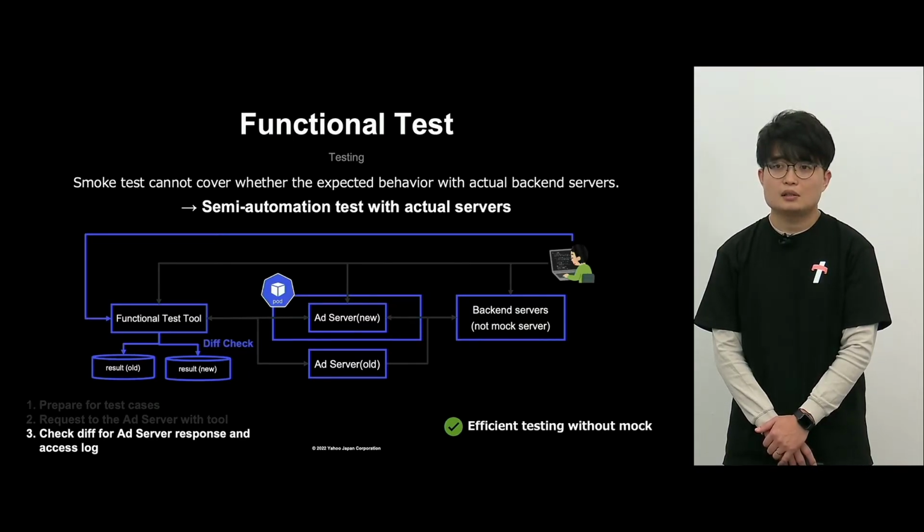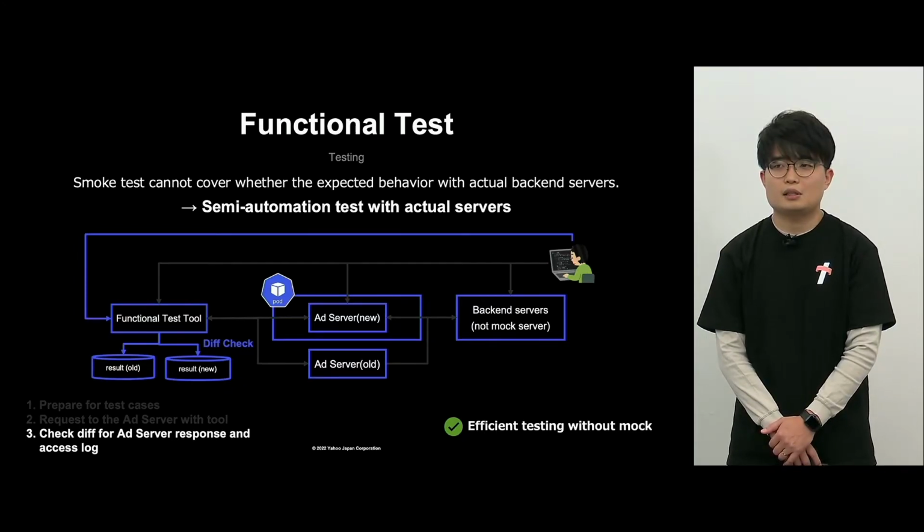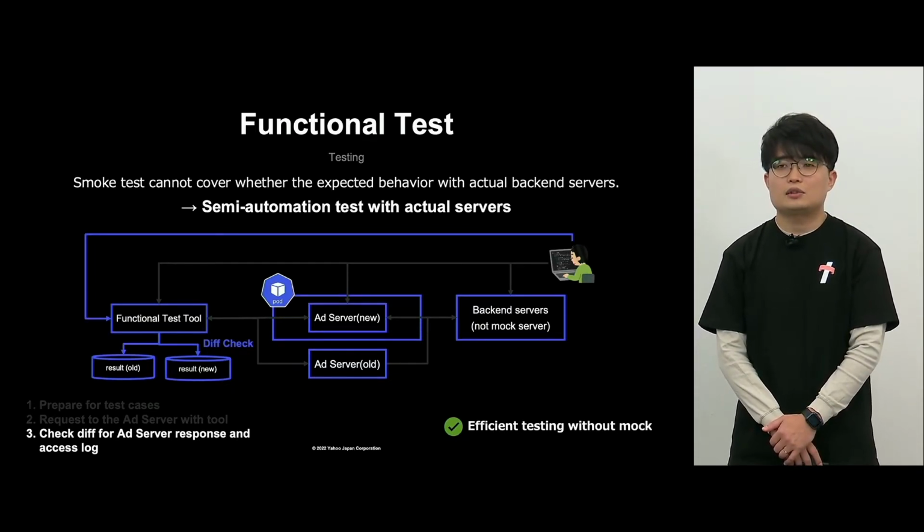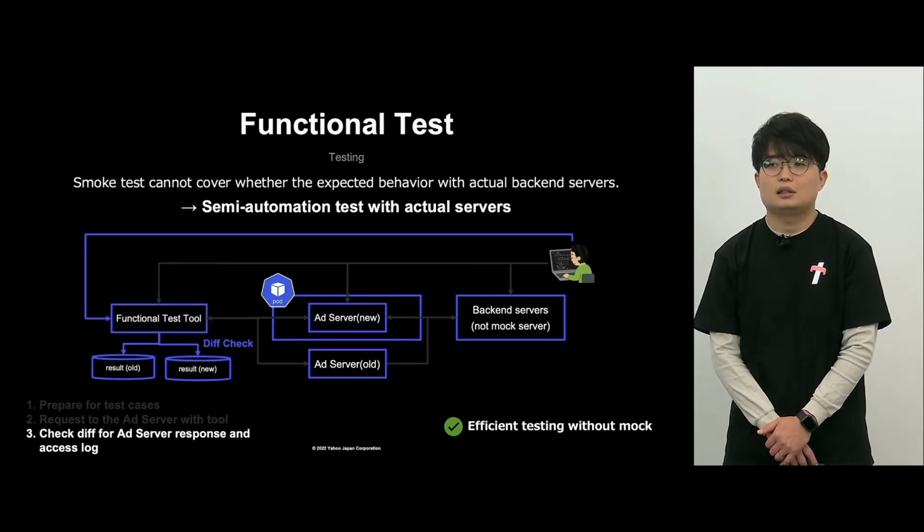Finally, we analyze the gap from the test results in terms of the response and access logs. The flow is similar to the smoke test, but differs in that it connects to the actual backend server for testing and confirms that the test set in the test environment is actually communicated.